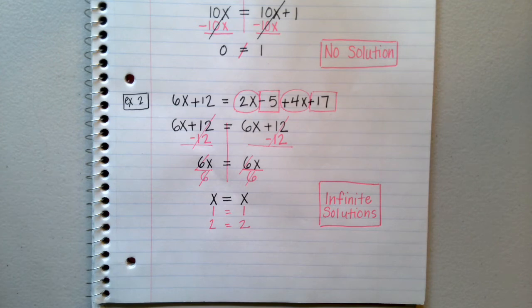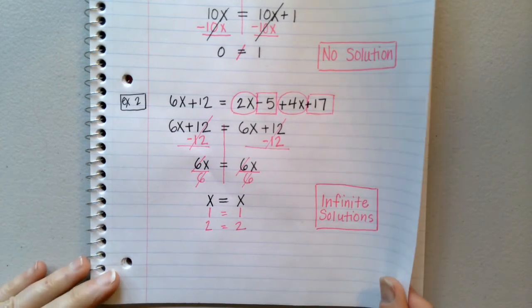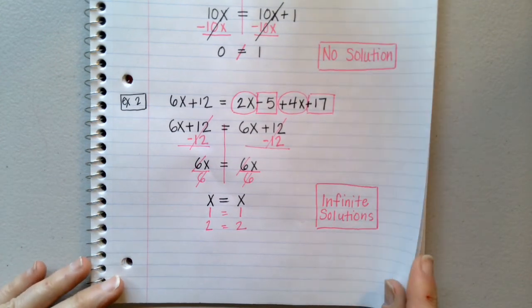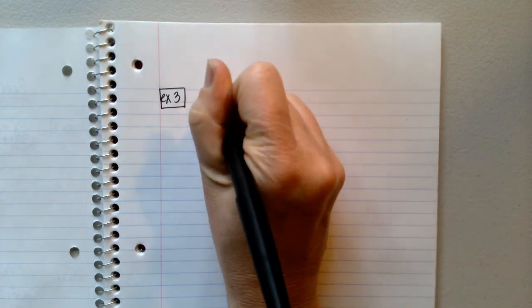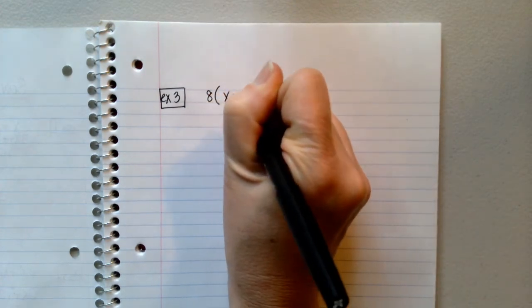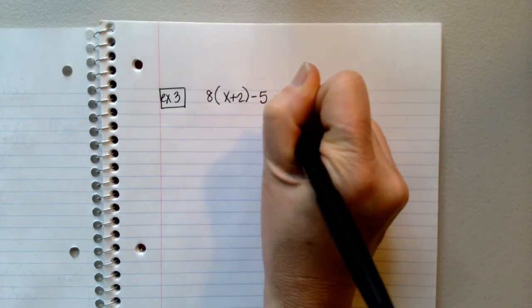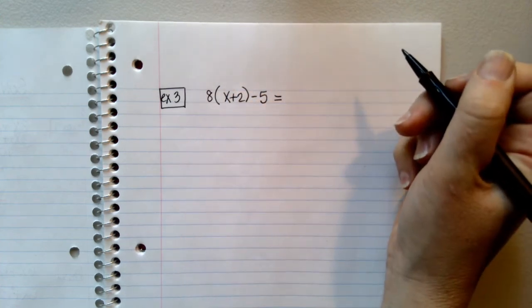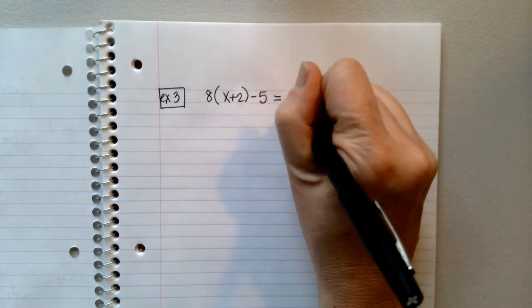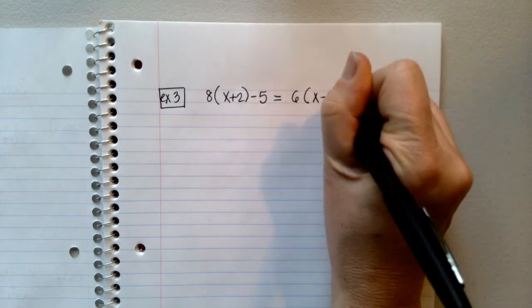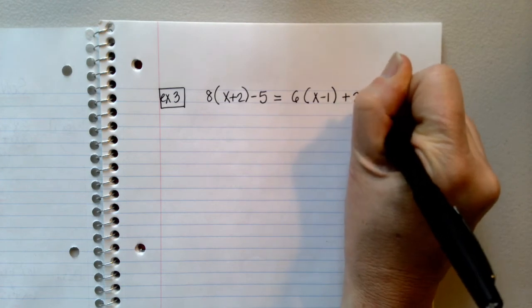Let's look at what it would mean for an answer to come out with one solution. So just one answer or one point that would be on that line. Let's look at this example. Example 3. And we've got 8 times x plus 2 minus 5 on the left. On the right-hand side, I've got 6 times x minus 1 plus 23.